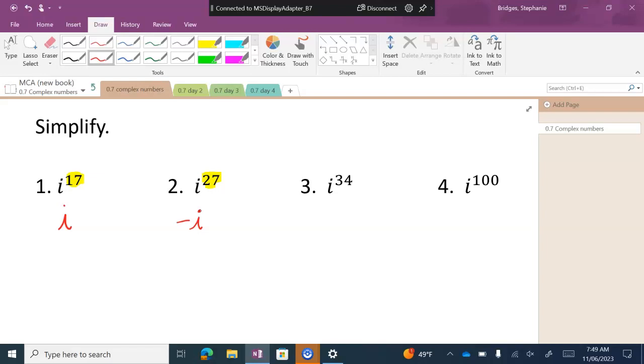32. So that means i to the 32nd is here. So i to the 33rd would be here. And i to the 34th would be here. So that would simplify to be just what? -1. And then the same thing with i to the 100th. What's the closest number to 100 that 4 goes into? 100. So that means it's going to be exactly what i to the 4th is, which means it would just be 1.